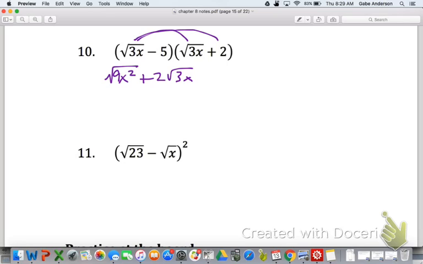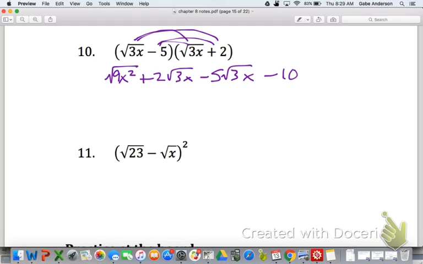What happens when you multiply your inners on the FOIL? Negative 5 root 3x. Good. Negative 5 square root of 3x. And then finally when you sneak in your lasts, what do you get? Negative 10. That's the easiest one, right? Kind of nice to finish with that.